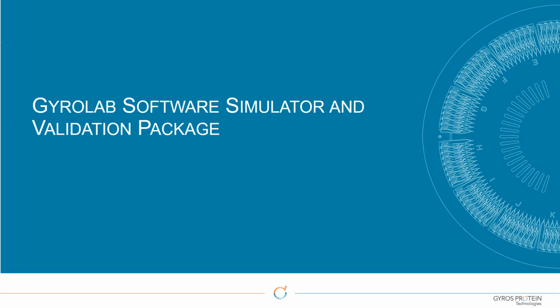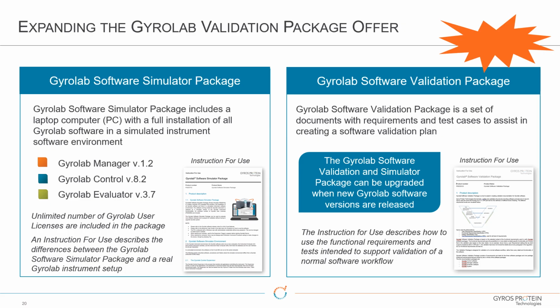So now that we've talked a bit about what computer system validation looks like, we want to think about how Gyros has tried to streamline the process and speed along the workflow so that you don't tie up the system for months and months in your computer system validation. So here you can see we've expanded the Gyrolab validation package offer to go beyond just the IQOQ instrument qualification to include software validation. So John, why don't you walk us through what these tools look like and how they're used typically?